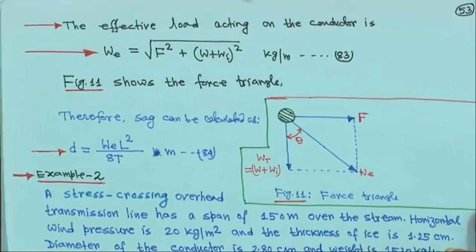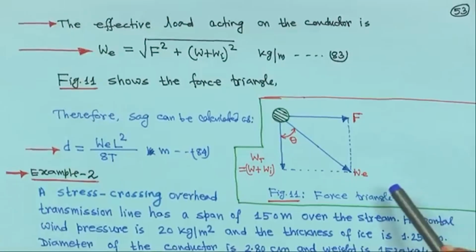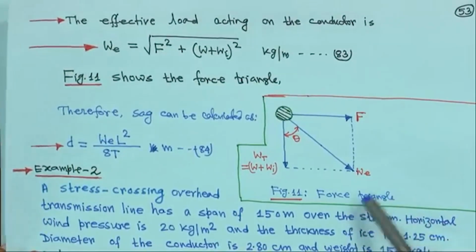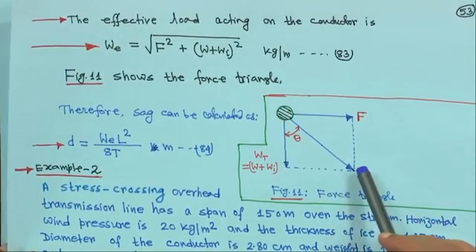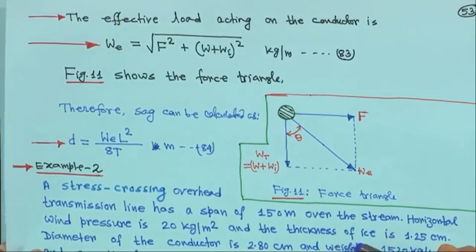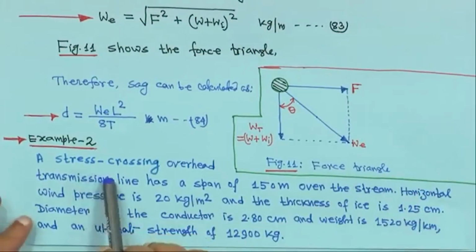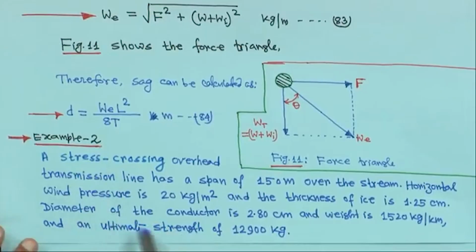A little bit later you will see a little bit of vibration of conductor at the end of this chapter, but whatever theories are related to sag and tension, I think we have seen everything. Now, we will go for a few examples. Example 1 we have seen, now come to example 2.